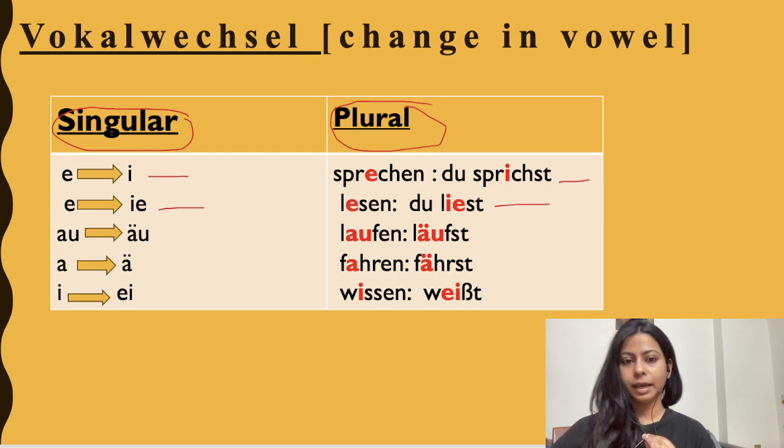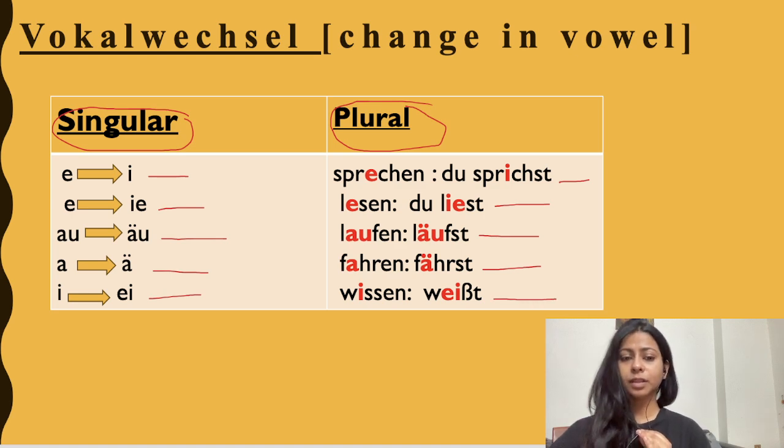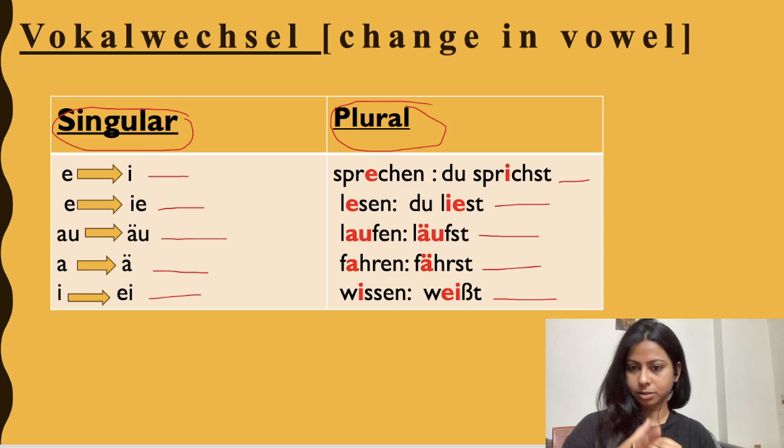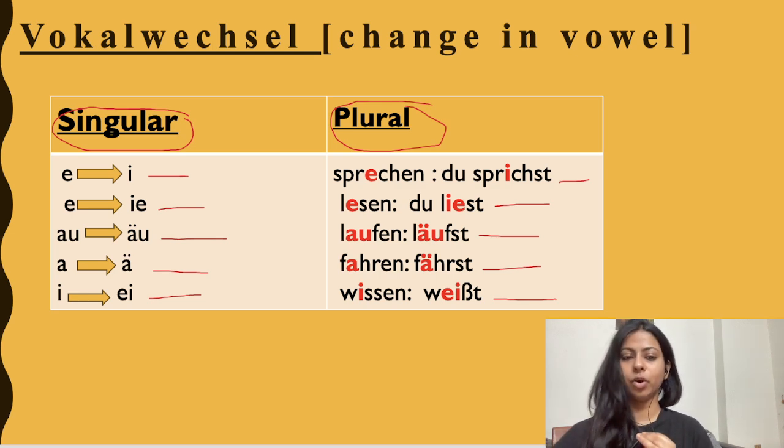au changes to äu, for example, laufen becomes du läufst. a becomes ä: fahren becomes du fährst. And i becomes ei, for example, wissen becomes du weißt. Now we will see how these changes occur in which pronouns. So laufen, fahren. In the next two cases, notice the changes in the sounds. Okay, laufen, fahren, läufst, fährst.